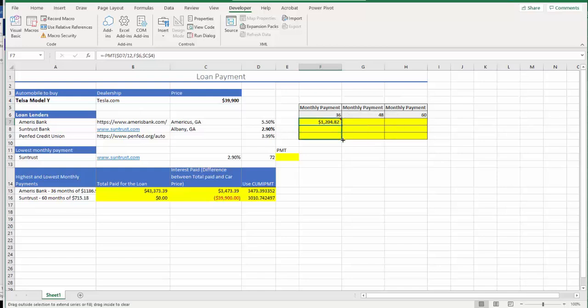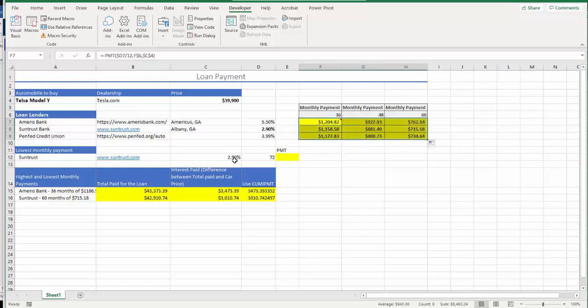Then all I have to do is just autofill, right? Autofill downwards. Then once you have that downwards, I'm just going to autofill to the sideways. However, there's always a chance you could make a mistake. So I'm going to manually check whether I have the correct formula. So D7, divided by 12, and G6, which is 48 months, C4, which is the car price. It looks fine. Okay, so that's the first section of our calculation.